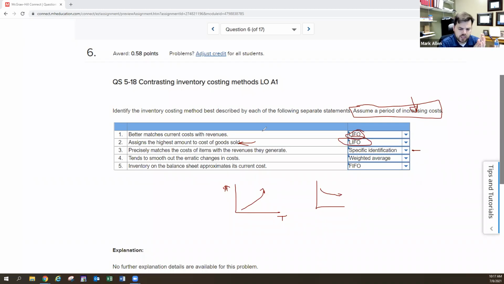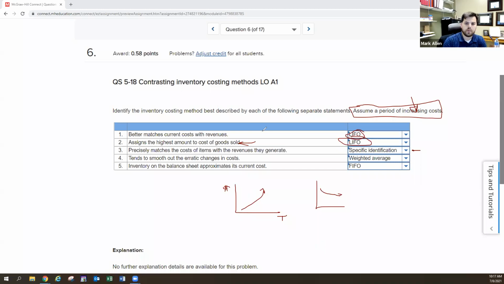Number 4. Tends to smooth out erratic changes in cost. This is, of course, going to be weighted average. That is what an average does. It kind of levels the playing field. So instead of us having something like this, maybe we operate in an industry that's very reliant on, let's say, something like oil. Well, oil prices tend to jump around quite a bit. And so if we wanted to, we could use the weighted average method to get a smoother curve to help us better plan and expect for things.